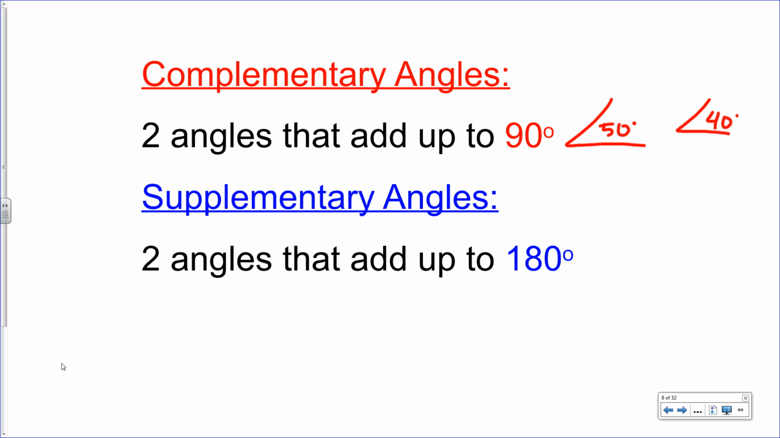The other thing you need to know is supplementary angles. Supplementary angles are two angles that add up to 180 degrees, which is a straight line. A lot of times you'll see supplementary angles drawn as a straight line, so you have these two angles and added together, they are a straight line or 180 degrees. So remember, supplementary starts with an S, and a straight line starts with an S.